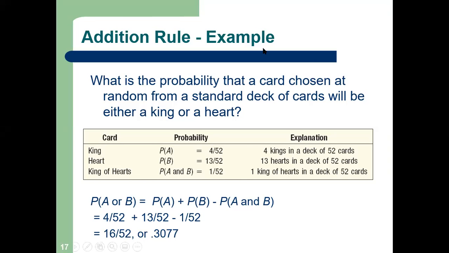Now we will use the rule of addition, that is the general rule of addition. So 4 divided by 52 plus 13 divided by 52 minus 1 over 52. 1 over 52 is the probability of event A and event B. And if we calculate this equation, we will get the number 0.3077. So there is a 30.77% chance that when we take a card from that deck, either it would be a king or a heart.